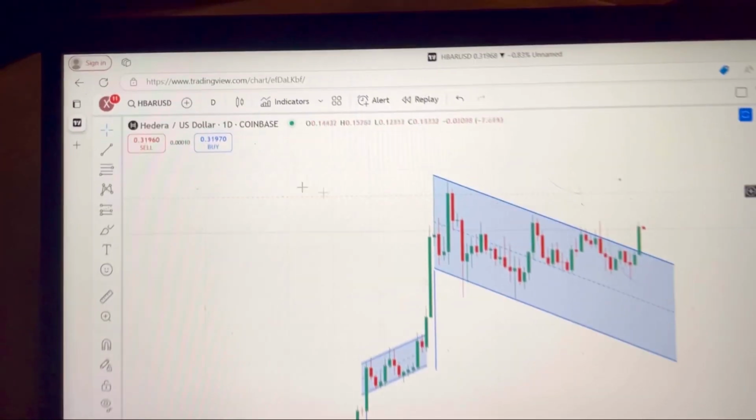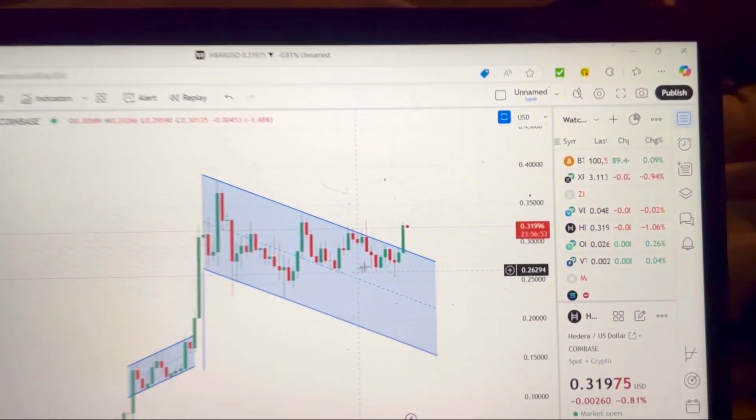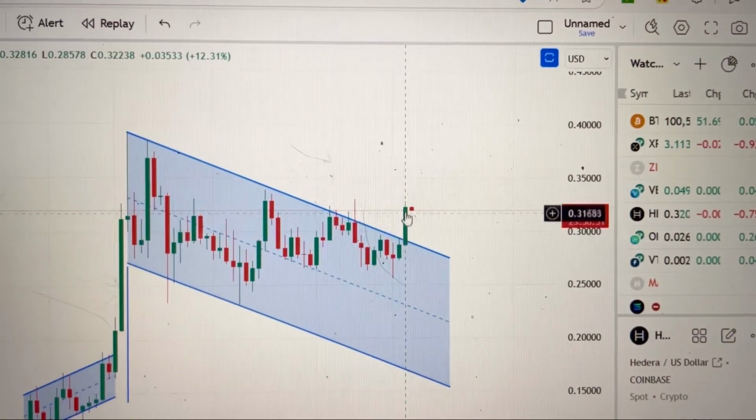But I'm doing a little technical analysis. Let's talk about HBar for a second. This is HBar right up here, and it's on the daily. So each candle represents a day. You can see we've been in a downtrend, right? But we just broke out. That's what I like to see right there.